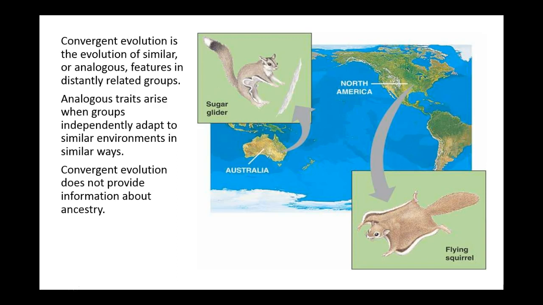And what the sugar glider can do, its ability to jump from tree to tree, that characteristic and the anatomical structure of each of these squirrels that gives them the ability to jump from tree to tree, has evolved in convergent ways.